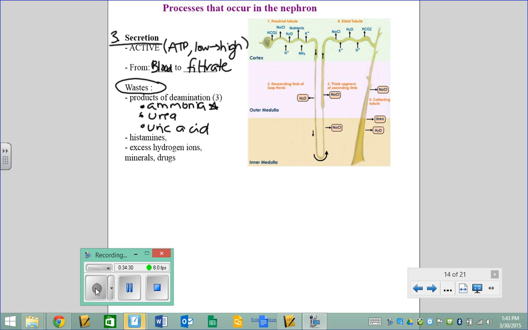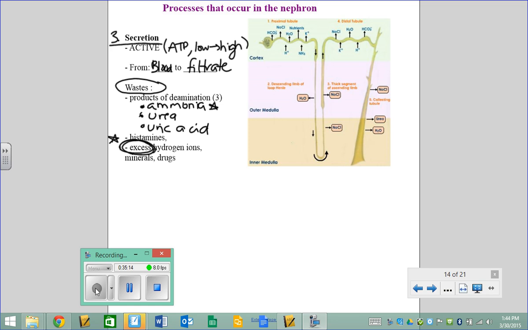And then I listed a few other substances that usually are actively transported from the blood to the filtrate. Histamine is a substance that your blood produces when you're trying to combat an infection or you have an immune response. And anything that's in excess. So this last point here is really about excess. If you have too many hydrogen ions, and we'll talk about this again because it affects pH, if you have too many of a particular type of mineral, like too much calcium or too much iron, this could be the spot for it. If you have an excess of a particular type of drug, this would be the place that it is secreted so that we can get rid of the excess.